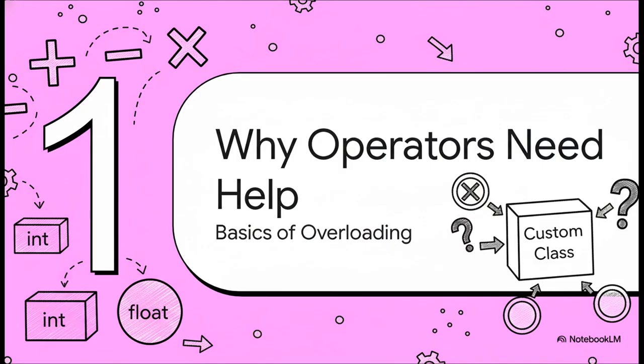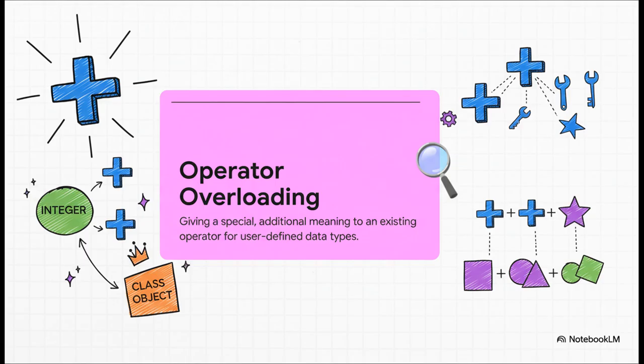All right, section 1, why operators need help. So why do we even have to do any of this? Well, the short answer is that operators like plus, minus, and multiply, they come pre-programmed, but only for the built-in types. Your int, float, double, etc. When you create your own class, it's a completely blank slate. The language has no built-in assumptions about what you want to do. And this is exactly where operator overloading comes to the rescue.